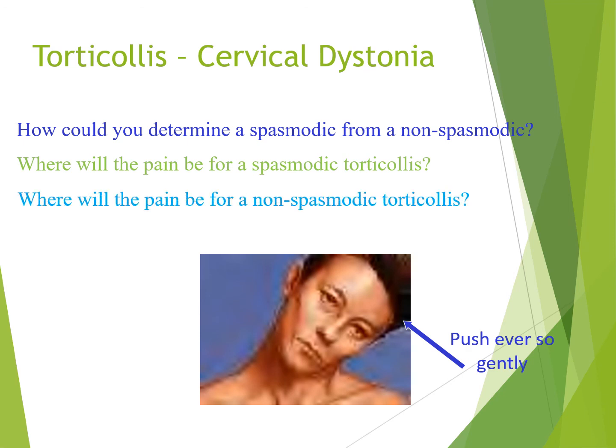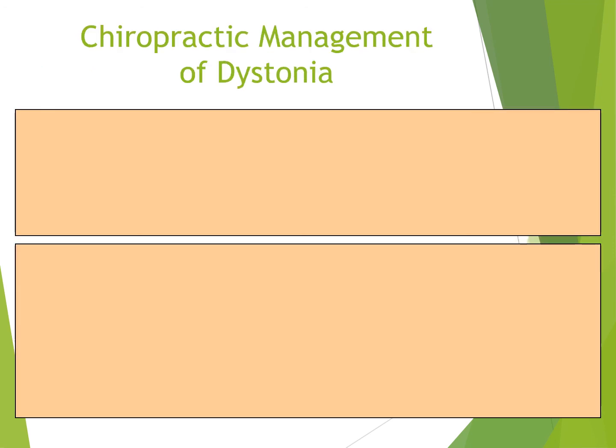What side will the pain be for the non-spasmodic? It'll be on the opposite side. Typically this involves a disc injury and we want to move away from the pain, and it's an antalgic position for the cervical spine. So as we again try to bring the patient's head back to neutral position, they will feel the pain on the opposite side of the lateral flexion, and that will be considered a disc or a non-spasmodic torticollis.